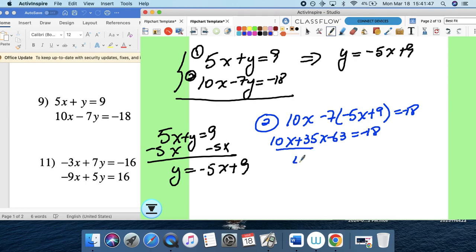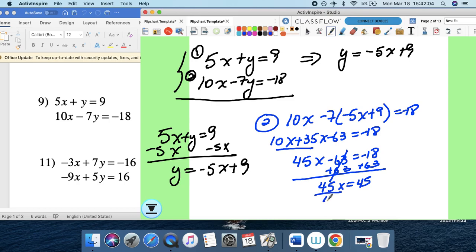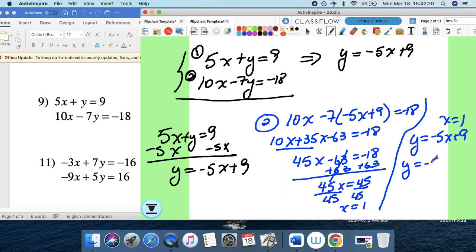Combine like terms. These two give me 45x. Minus 63 equals negative 18. I'm going to do plus 63 on both sides. That goes away. I'm going to get 45x equals 45. Divide both sides by 45. x equals 1. Now that I found x, I can use this equation here to find y. So y equals negative 5x plus 9, but we just found that x equals 1. So y equals negative 5 times 1 plus 9, and y equals 4. So my solution is 1 comma 4.